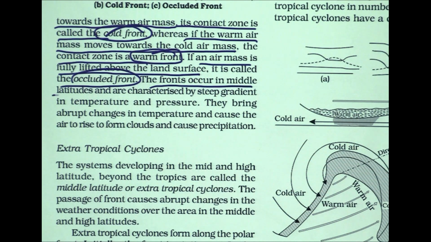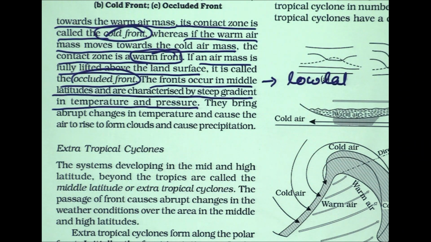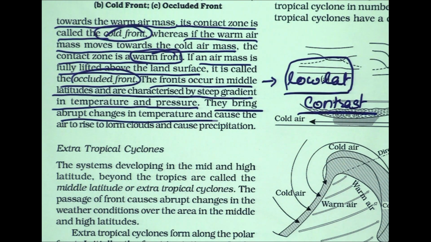The fronts occur in mid latitude and are characterized by steep gradient in temperature and pressure. Why do they not develop in low latitude? They do not develop in low latitude because we don't have that much contrast between the converging air masses. They bring abrupt changes in temperature and cause precipitation with formation of clouds. Now I have understood that there are 4 types of fronts. I have understood that these fronts are developed when the air masses converge with each other. But what exactly are the characteristics of each of these types of front? We can learn it with the diagram and then we'll come back to NCERT one more time.